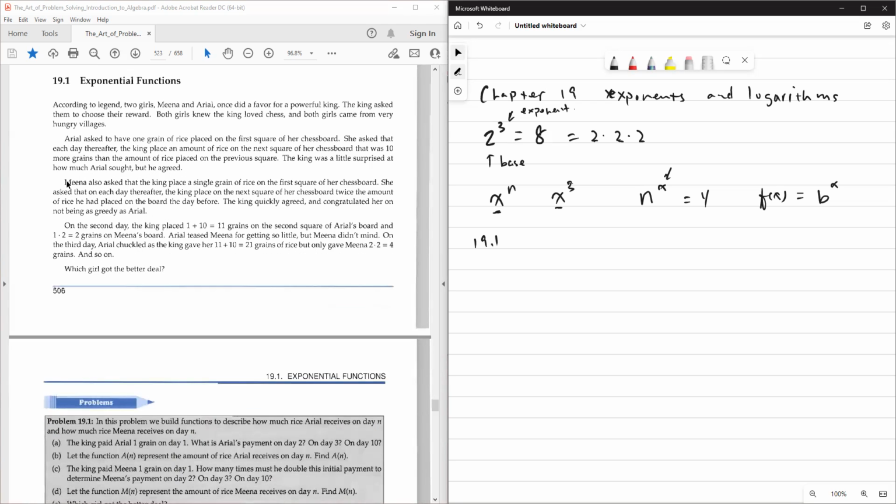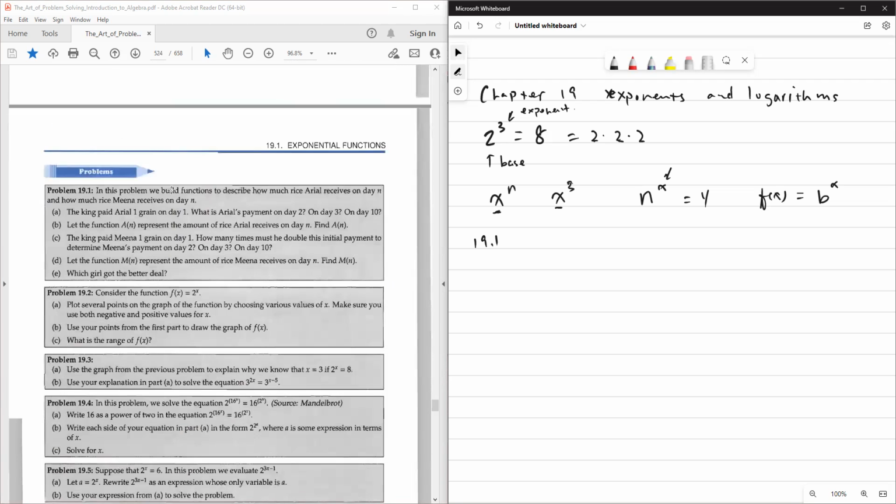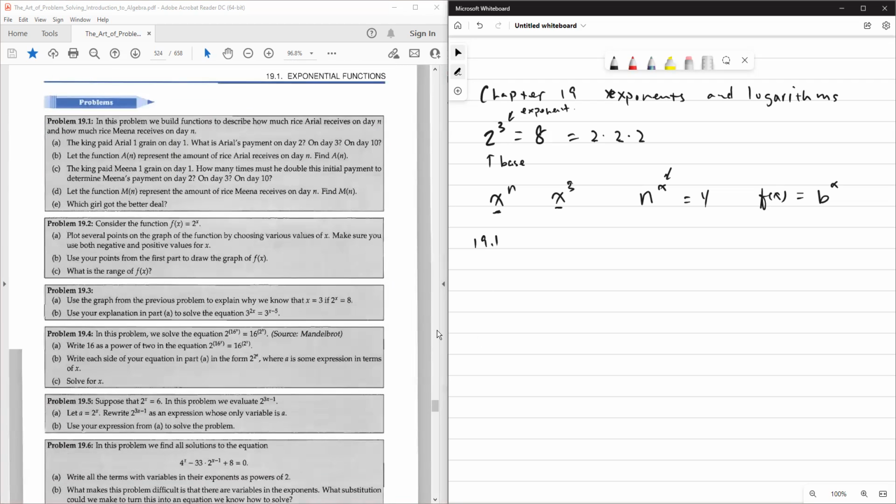And then Mina said, okay, I don't want 10 more. I just want the next square to double the amount of the day before. And the king agreed. It's not like, oh, 10 more, that's a lot more. And doubling, 1 to 2, 2 to 4, isn't that large of a number, right? So for example, they both start at 1, and then you have 1, 11, 21, and 1, 2, 4, right? So the question is, which person gets a better deal?